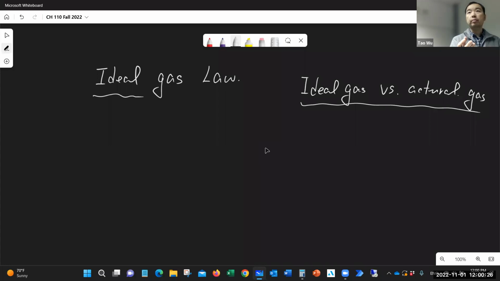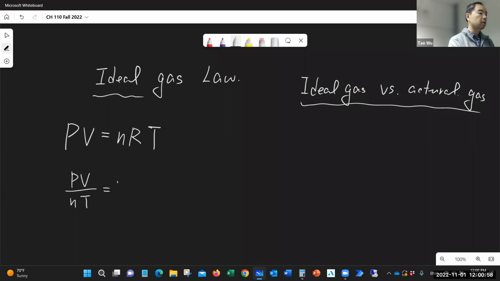Nothing special, but in this case, combining everything together gives P times V equals n times R times T. This is the relationship of the ideal gas law. If you convert this a little bit, you will see PV divided by nT should be a constant.